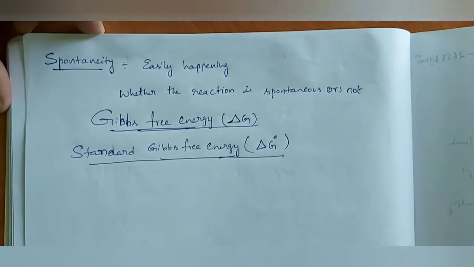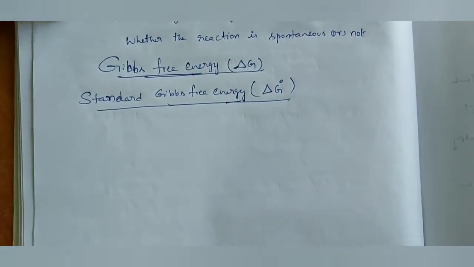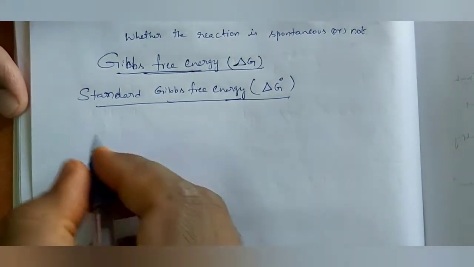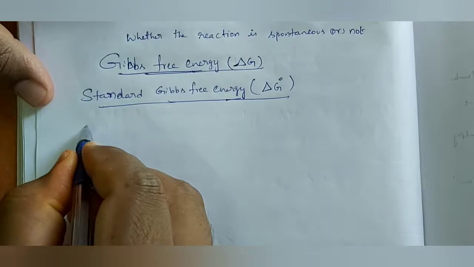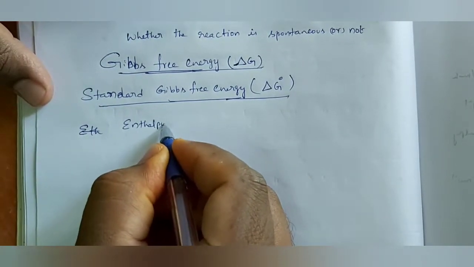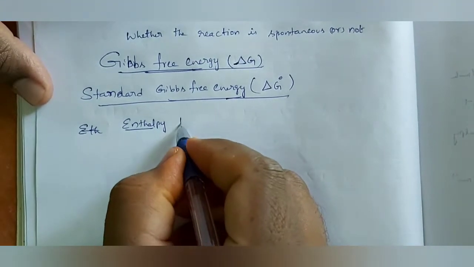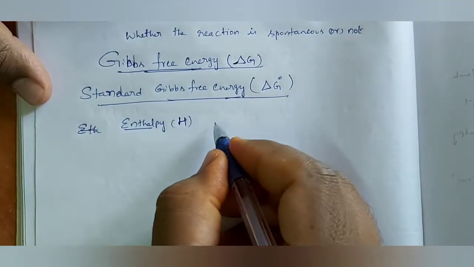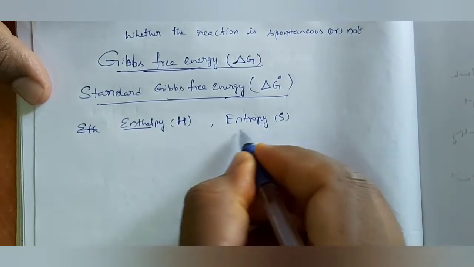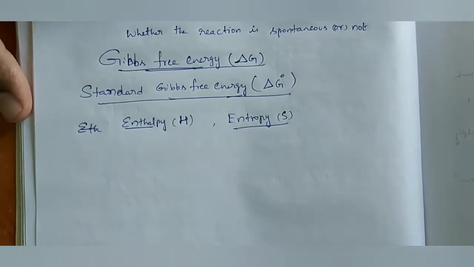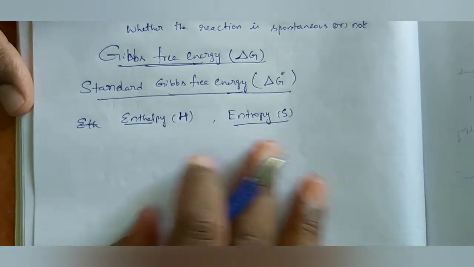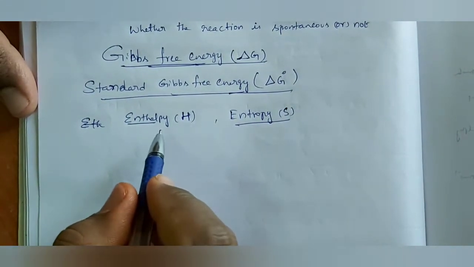For saying this type of thing, two properties are highly useful. Those two properties are enthalpy, which is represented by H, and entropy, which is represented by S. Till now we have seen enthalpy clearly. Now we are left with entropy only, but before that I will recall enthalpy.